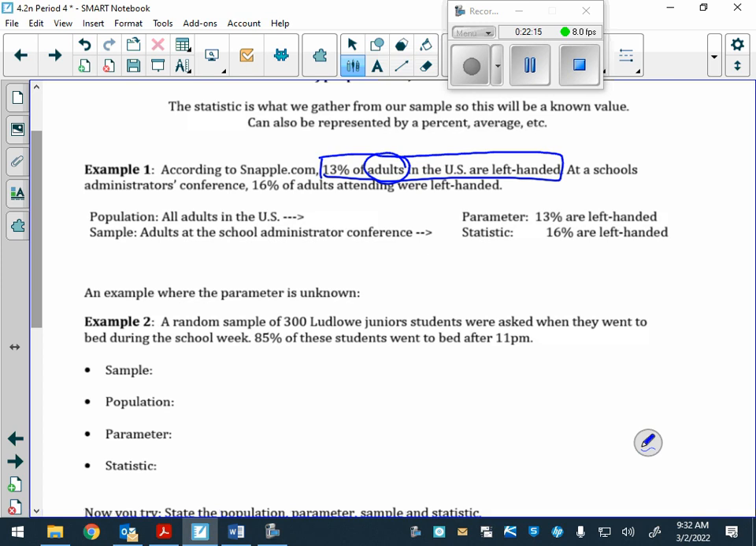Now, out of this conference, 16% are left-handed. So this 16% supports the sample. Okay, now this was actually given to you. It's not given all the time. The parameter is not given all the time.